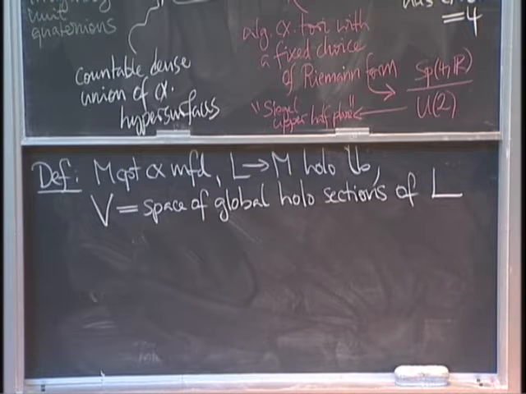So because my manifold is compact, that's a finite dimensional vector space. And most of the time it's finite dimensional for a pretty obvious reason, because it's zero. So we're interested in the cases when this is not zero.